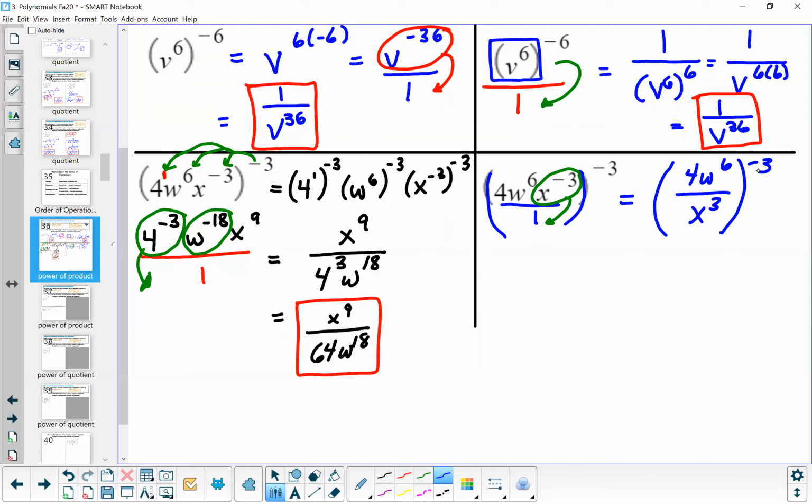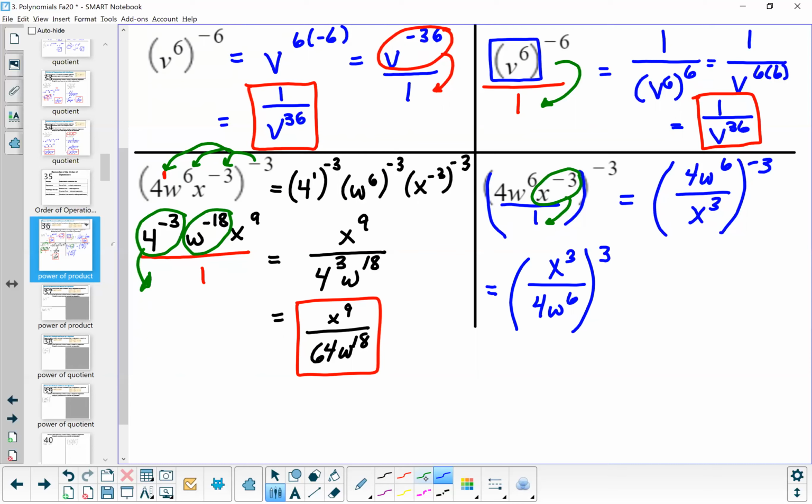All right, now we do have a negative exponent outside of parentheses, and we know from before that when that happens, if I take the reciprocal of what's inside of parentheses, that's our base, that will make that outside exponent positive. So what I'm saying here is that will equal (x cubed over 4w to the 6th power) to the power of 3. Now that exponent's positive. All positive exponents.